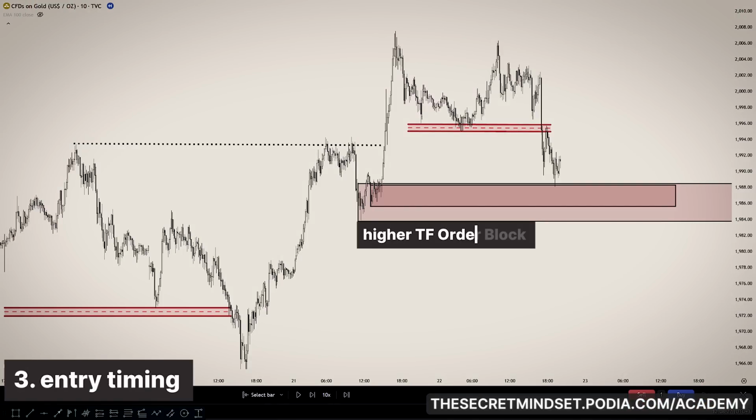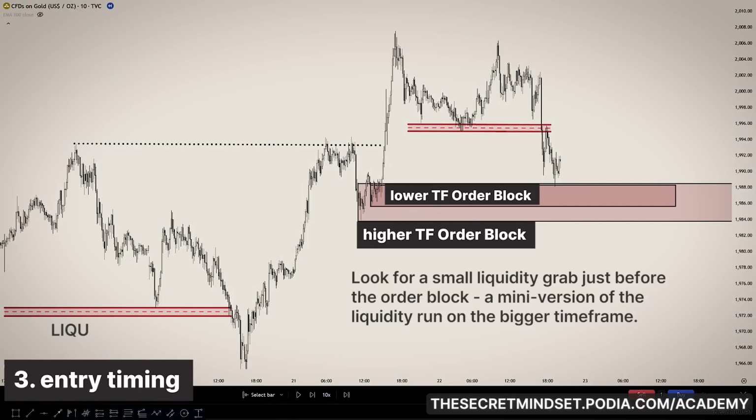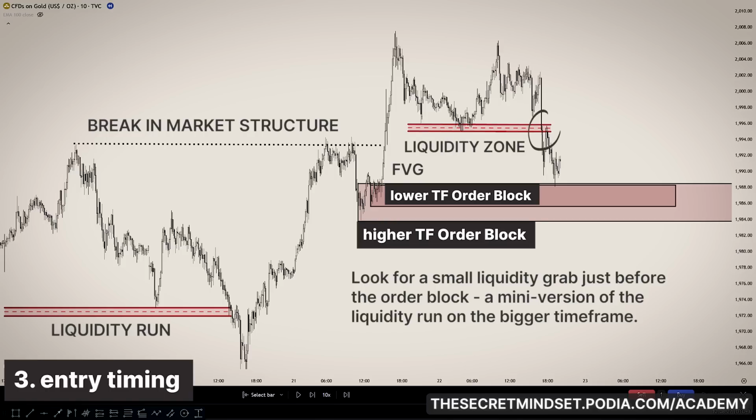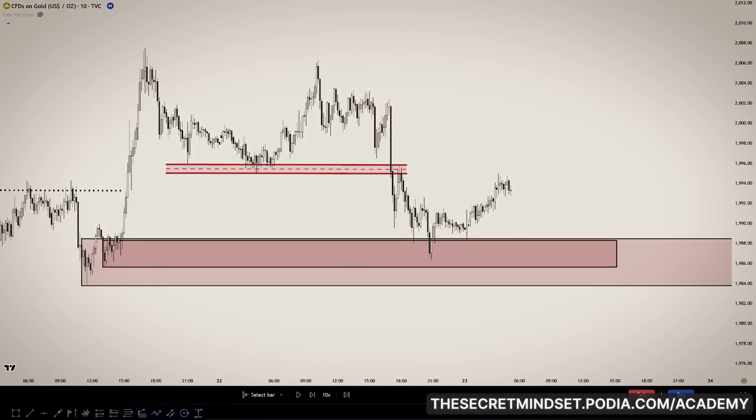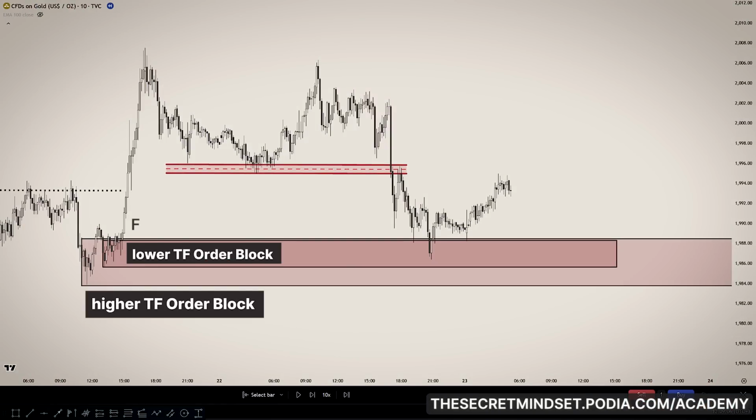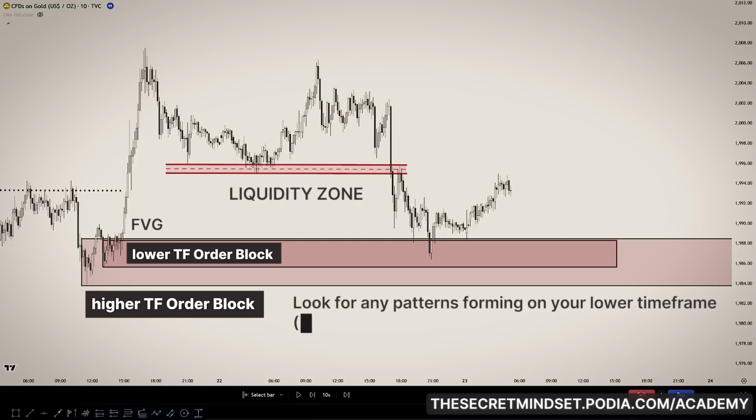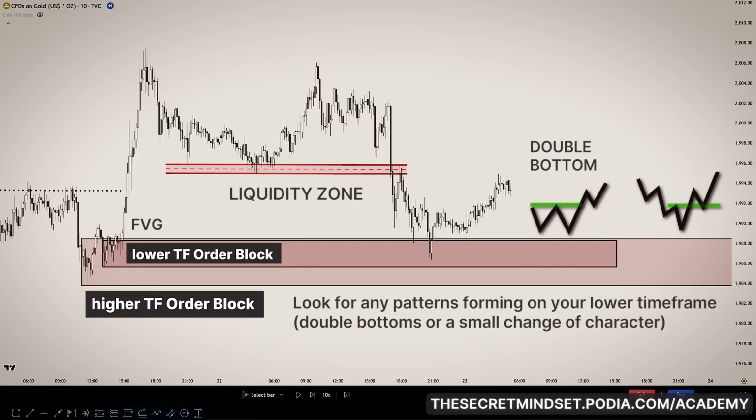You could also look for a small liquidity grab just before your entry. This is like a mini version of the liquidity run you saw on the bigger time frame. It might look like price dipping down to trigger some nearby stop losses before moving in your expected direction. Another tip to pinpoint your entry: look for any patterns forming on your lower time frame chart. If you see small double bottoms, that's a decent setup. Or maybe there's a small change of character. Price is breaking previous swing highs and it's ready to go higher.